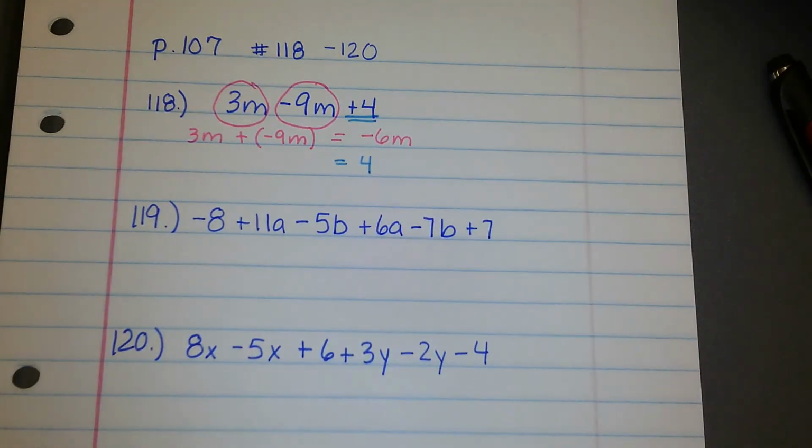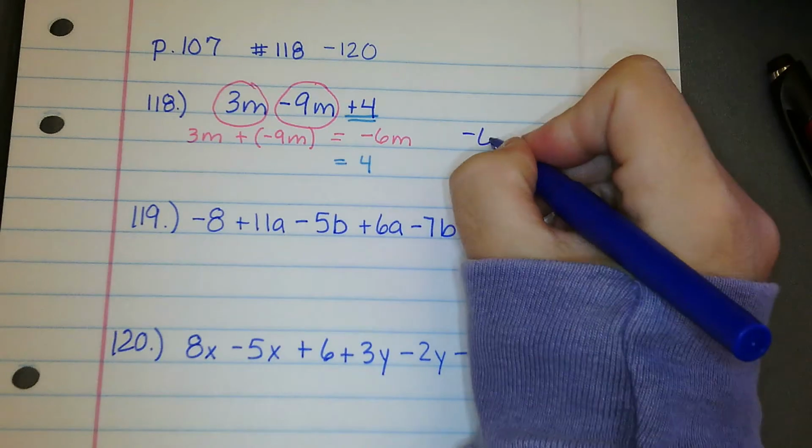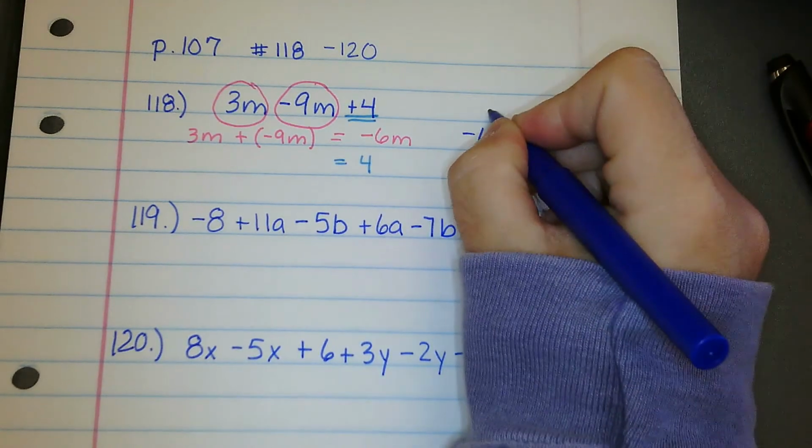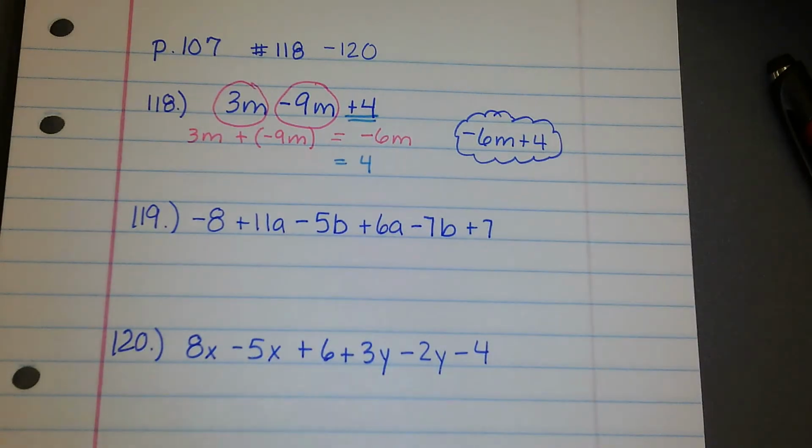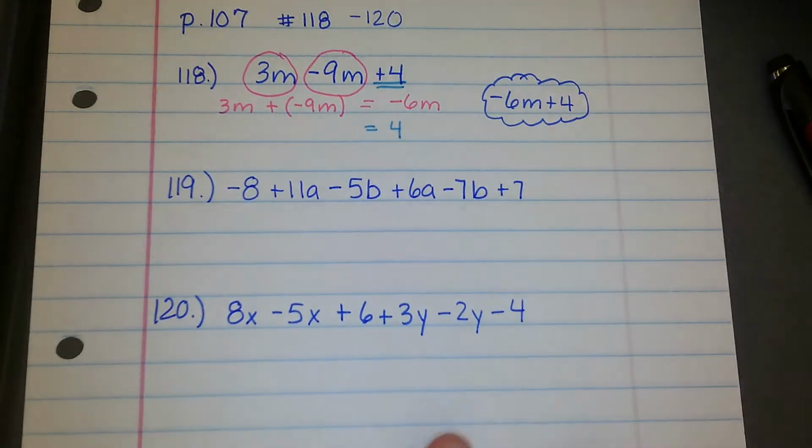So our final answer for 118 is negative 6m plus 4. You can't combine them because the 4 doesn't have an m. 4 is a constant. So this is it. This is the whole thing.